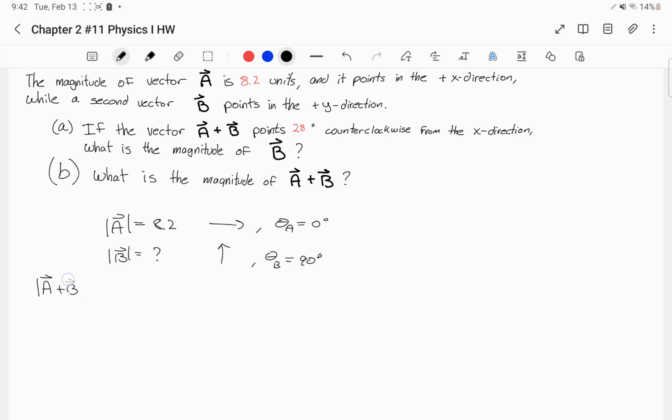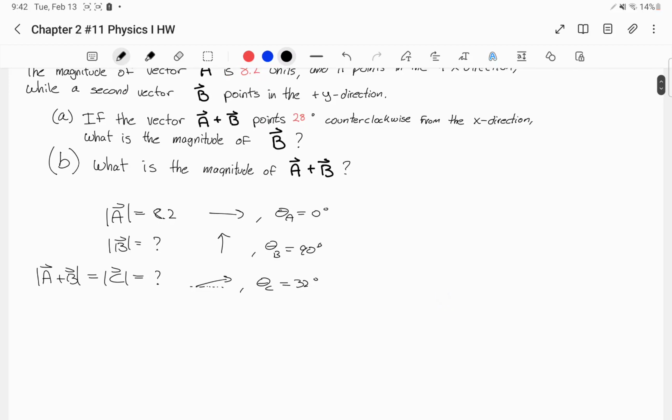Now, for part A, we're going to let the sum of these two vectors equal vector C. We don't know the magnitude, but we know that it points about 32 degrees from the horizontal. So the angle is going to be 32 degrees. They want us to find what is the magnitude of B. So the magnitude of B is going to equal the square root of the x component of B squared plus the y component of B squared.